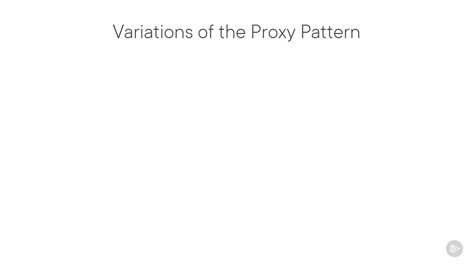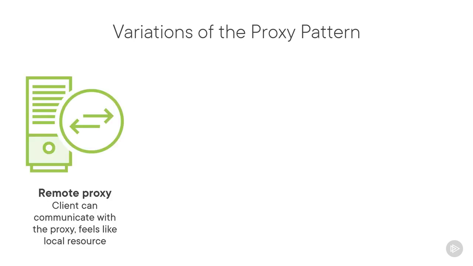The first variation is the remote proxy. That's the one we used as an example. The idea here is that a client can communicate with the proxy, thus treating it as a local resource. The pattern hides the fact that the actual object exists in a different network space. The client does not need to know that a remote service is called. The proxy hides away these network and protocol details.